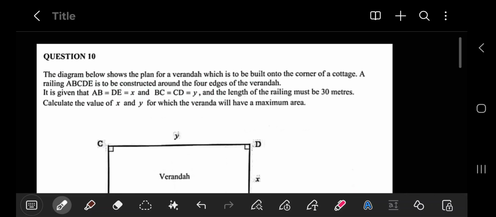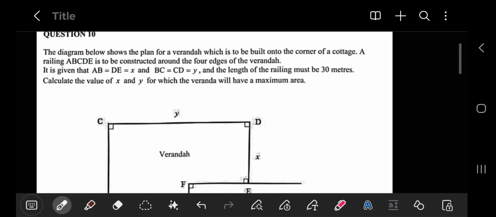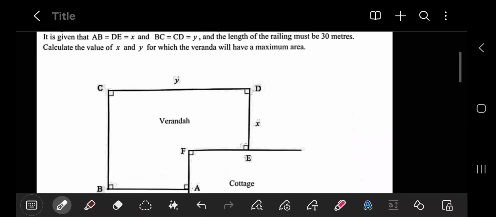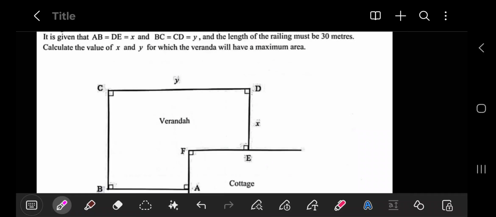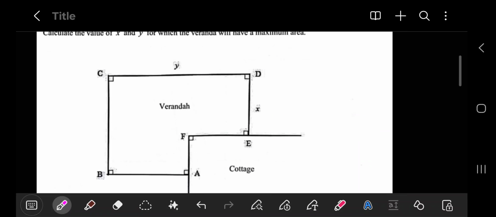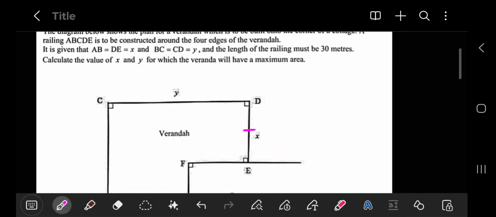It says a railing ABCDE is to be constructed around the four edges of the veranda. It is given that AB is equal to DE, which is equal to X. Let's fill that in since it's not on the diagram. AB and DE are equal, and they're both equal to X.